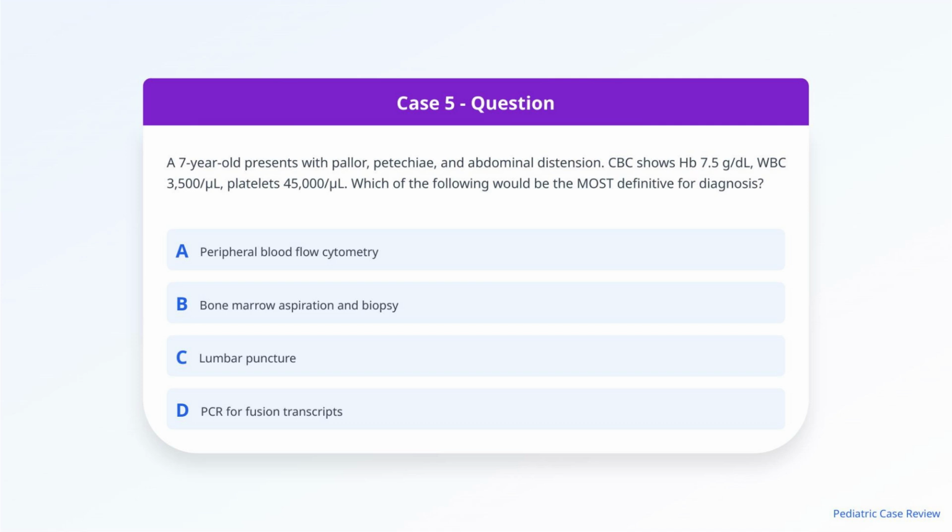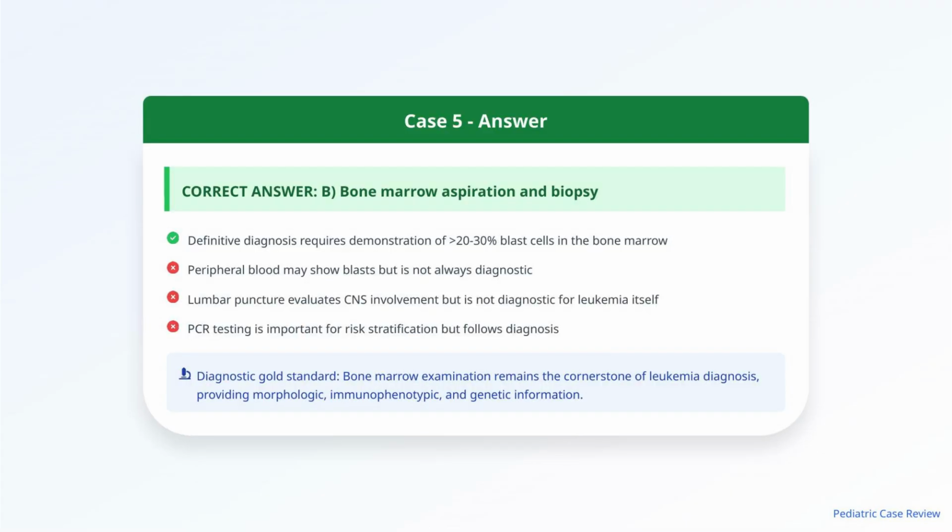Which of the following would be the most definitive for diagnosis? A. Peripheral blood flow cytometry. B. Bone marrow aspiration and biopsy. C. Lumbar puncture. D. PCR for fusion transcripts. The correct answer is B.